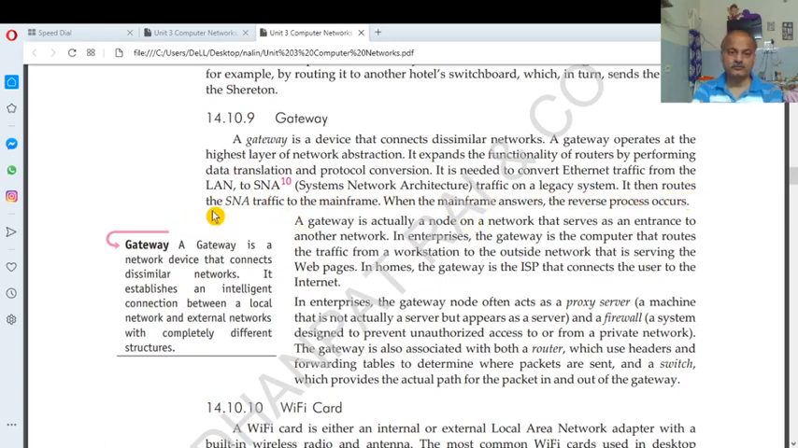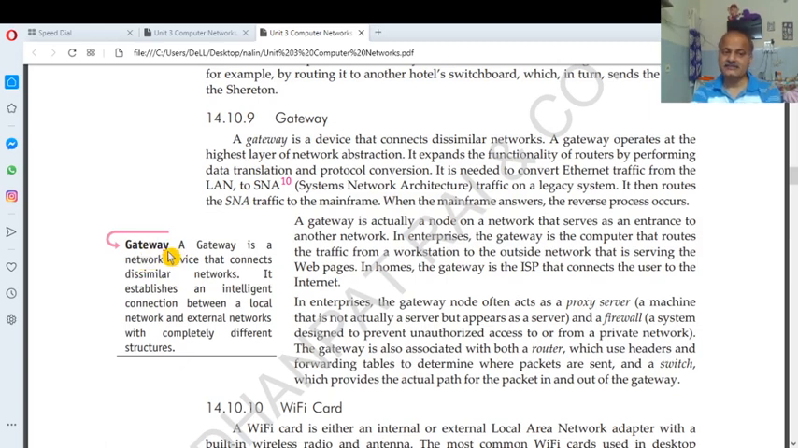If then route the SNA traffic to the mainframe. When the mainframe answers, the reverse process occurs. So no need to understand what is a LAN or the SNA, because you have to be aware of only the gateway, what is a gateway and why we use it.